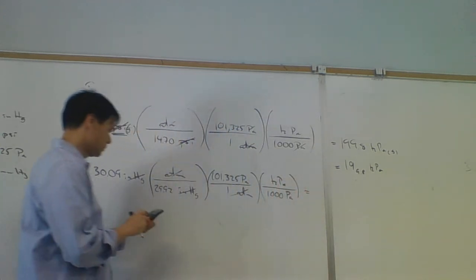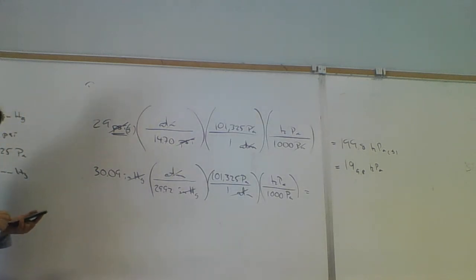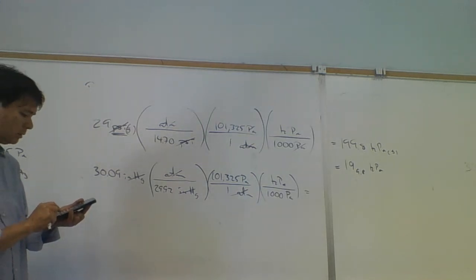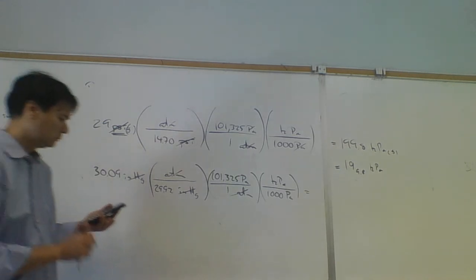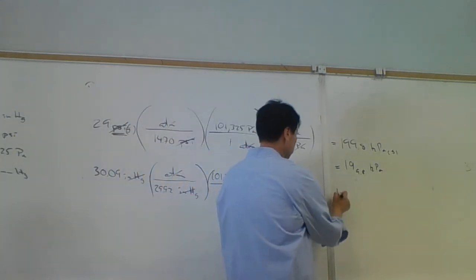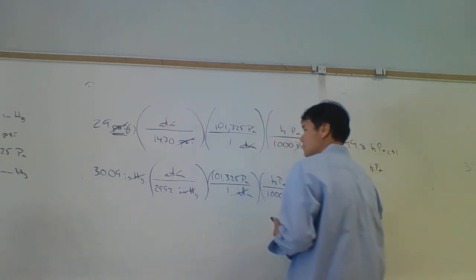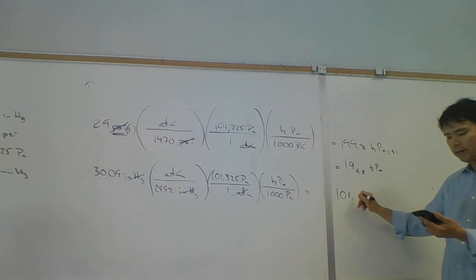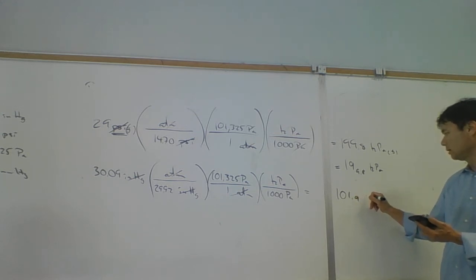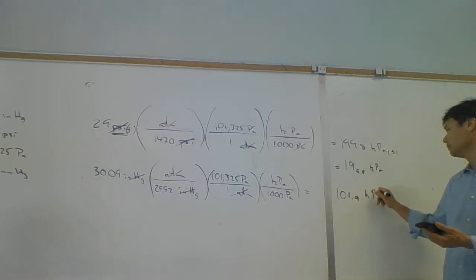Let's get this. This is going to be 30.09 divided by 29.92 times 101,325 divided by 1,000. This gives us 100. And how many sig figs are we allowed here? 4. So 101.9 kilopascals.